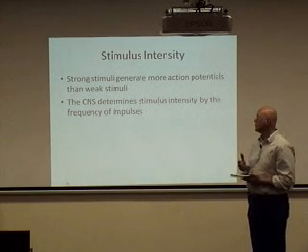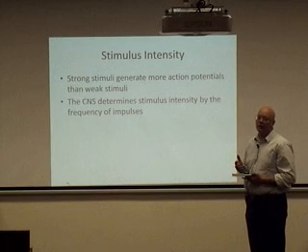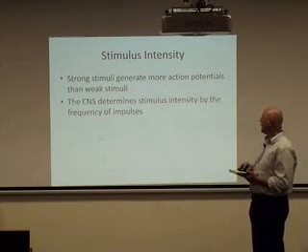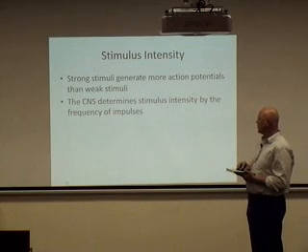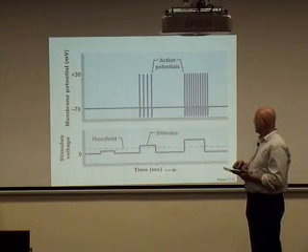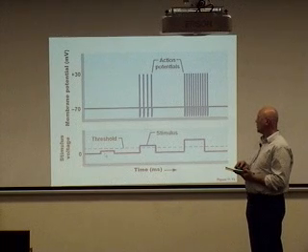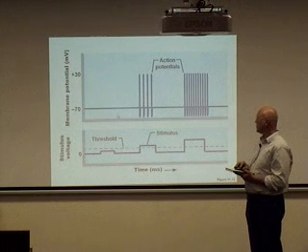How do we change the signal? Well, we don't change the height, we don't change the amplitude, we don't change the magnitude of the action potential, but what we can do is change the frequency of the action potential. And so in this case, here I've got a stimulus, and the stimulus has not caused the neuron to reach threshold, and I have no action potentials.